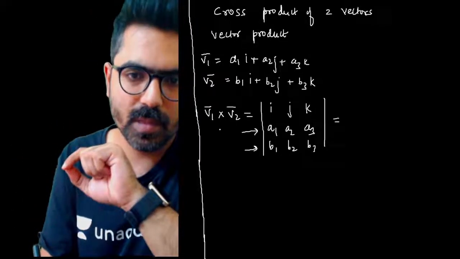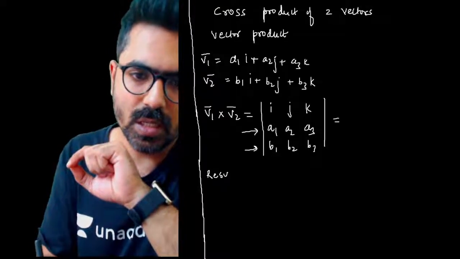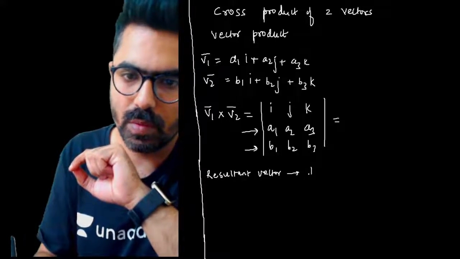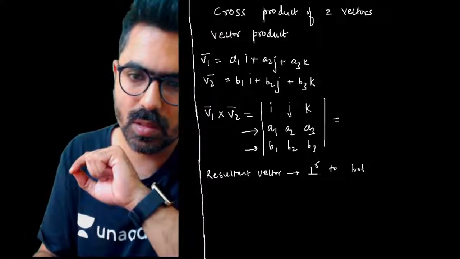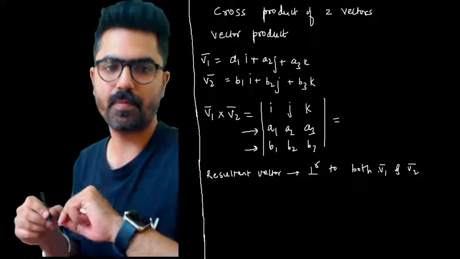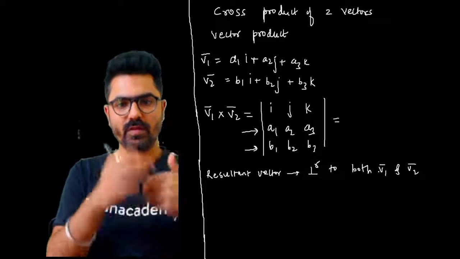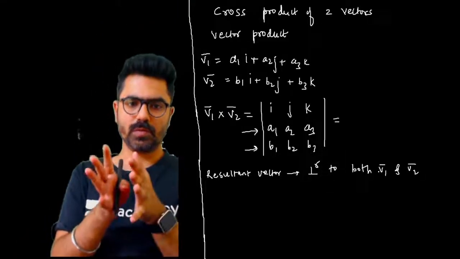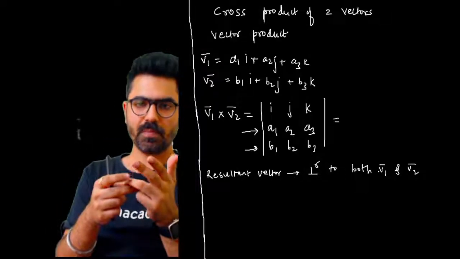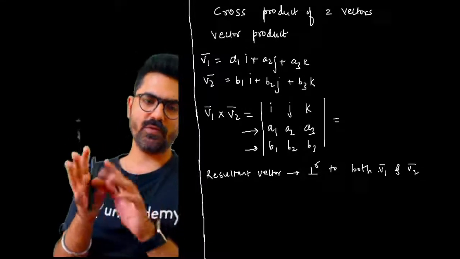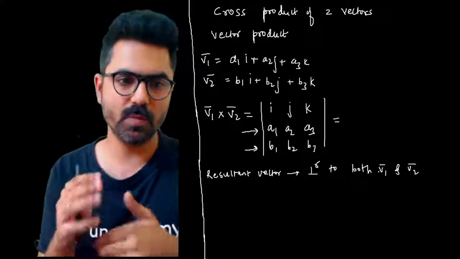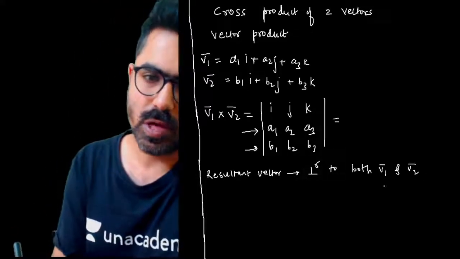Okay. Keep in mind the resultant vector which will be obtained by cross product will be perpendicular to both V1 vector and V2 vector. So you have to keep in mind whatever vector we are getting after a cross product, that vector will be perpendicular to both V1 and V2. Okay. So whenever required to find a vector which is perpendicular to both, you have to do a cross product.